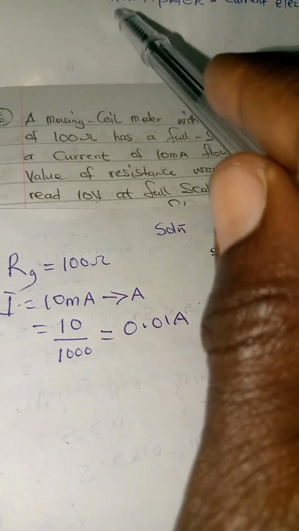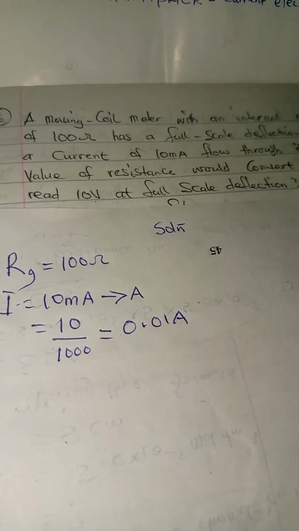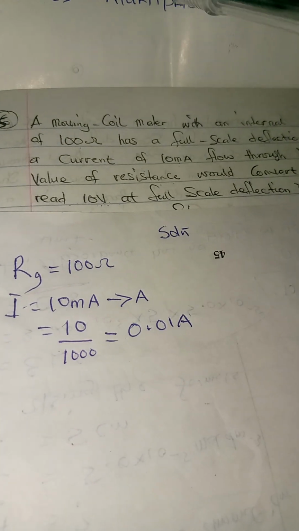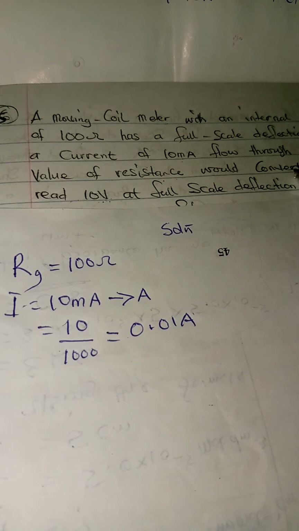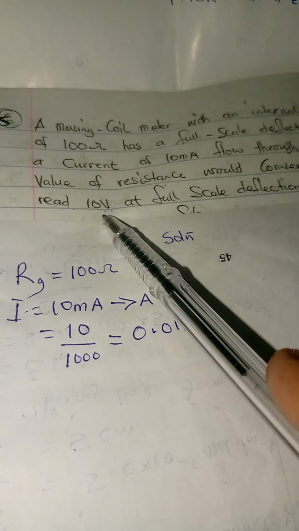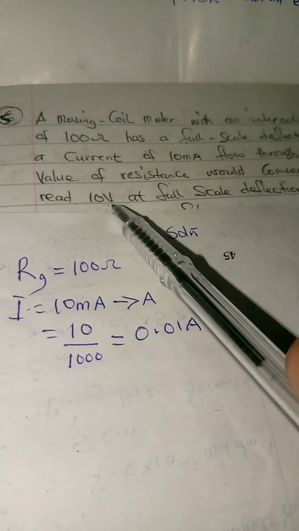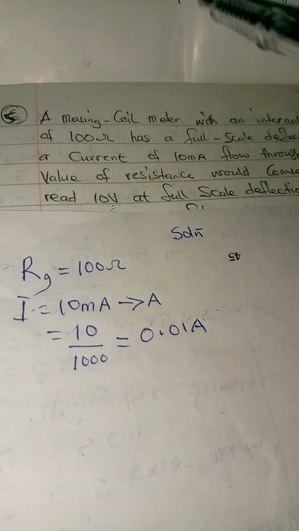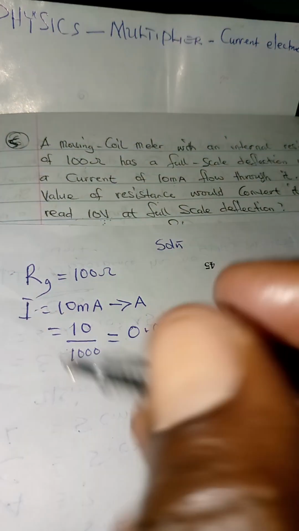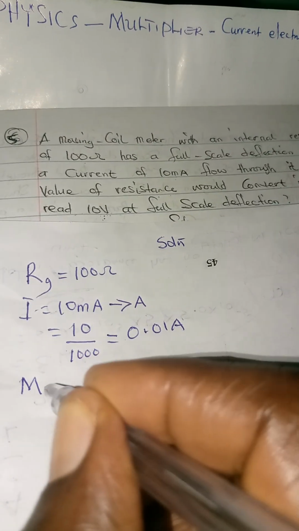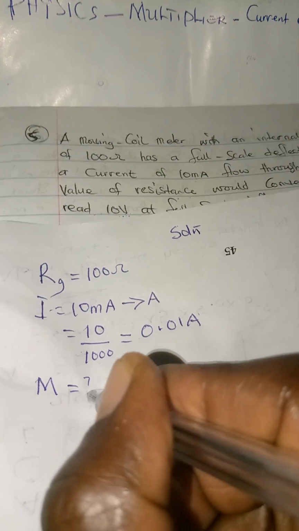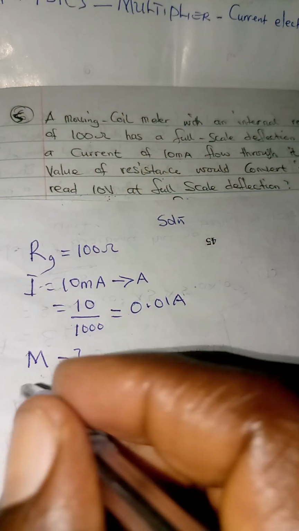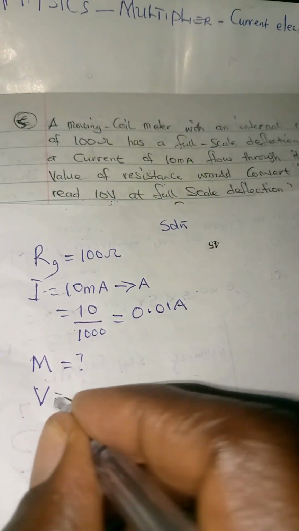So when they're asking what value of resistance, multiplier is actually a resistance. Multiplier is a high resistance. So what value of resistance will convert it to volts? When they say volts, that means it is multiplier. But when they say what value of resistance will convert it to ammeter, or current, that one is shunt. But since it is converting to volts, it is multiplier. So in that case, they are asking you what is the multiplier. M stands for multiplier. So to read 10 volts, you have been given the volts to be 10.